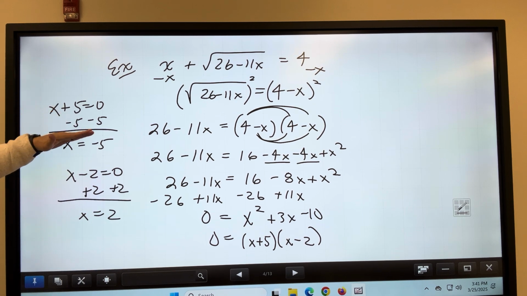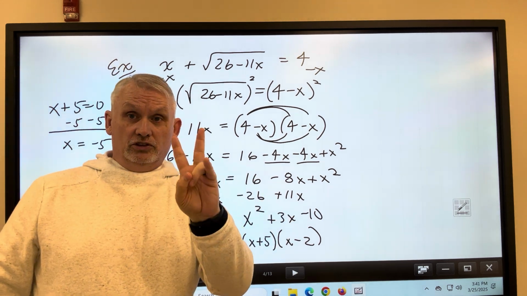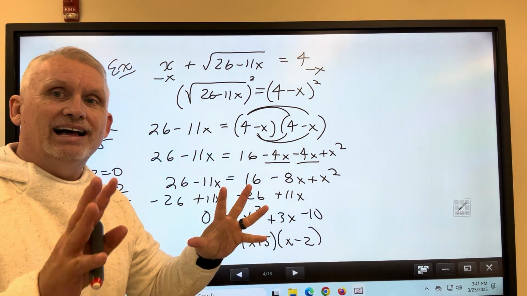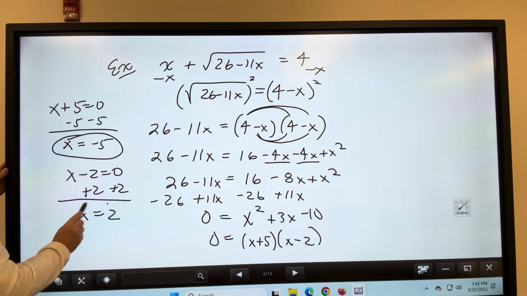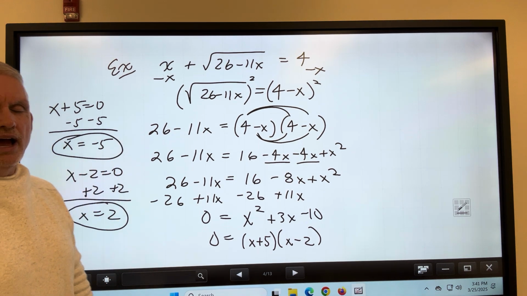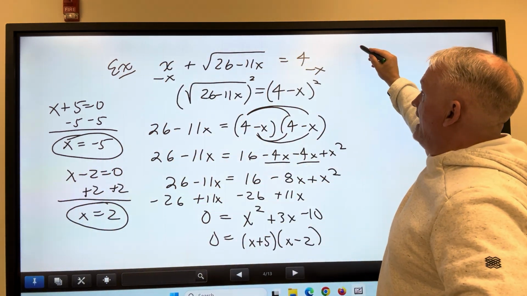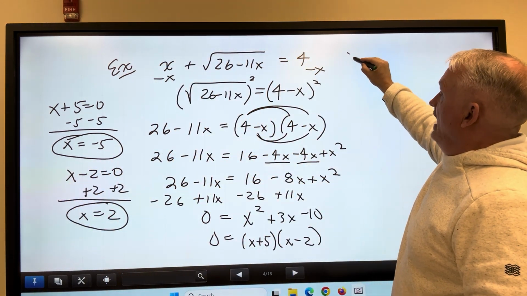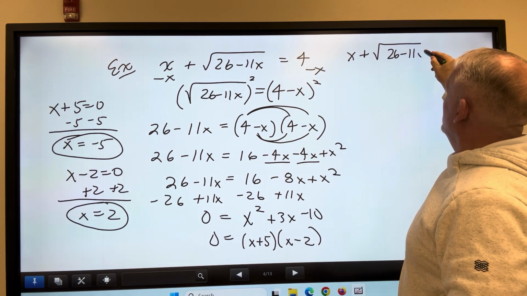So now I have 2. Notice, if you have x squared, sometimes you're going to end up with 2 solutions. Possible solutions. I have this, negative 5 and 2. I have to try them. I got to try them up here. So I have this, x plus the square root of 26 minus 11x is equal to 4.